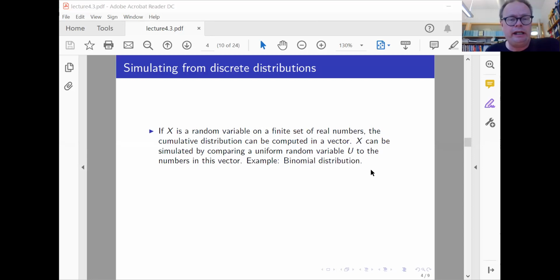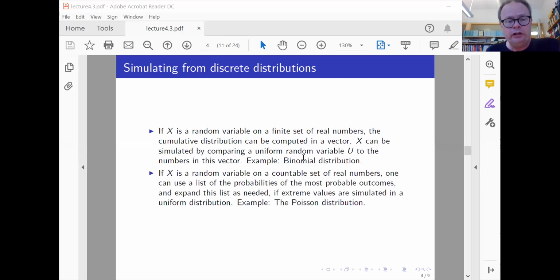So this works for any random variable that has a small number of possible values. If it has an infinite number, you can always compute the probability of being above a certain value, and if you simulate that, then you can afterwards compute the probabilities of being above that limit and so on. So there are algorithms to compute this efficiently when you have discrete distributions.